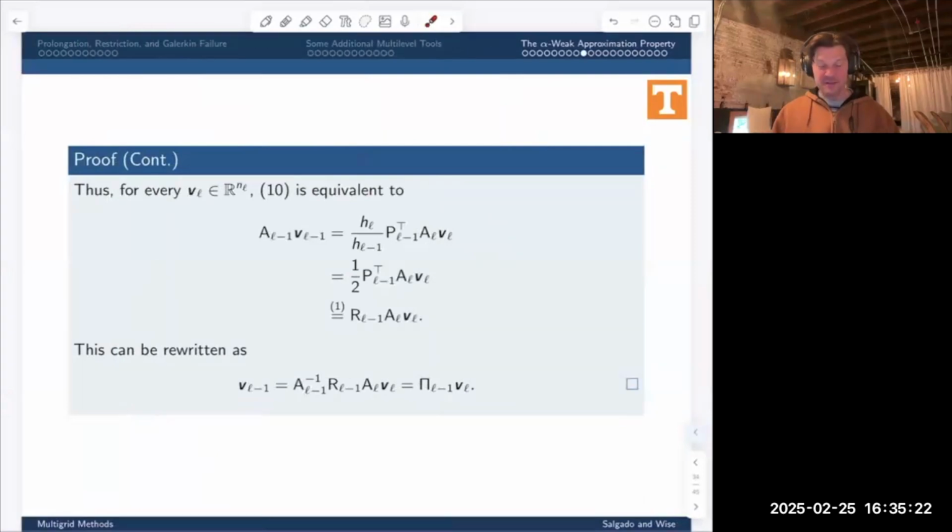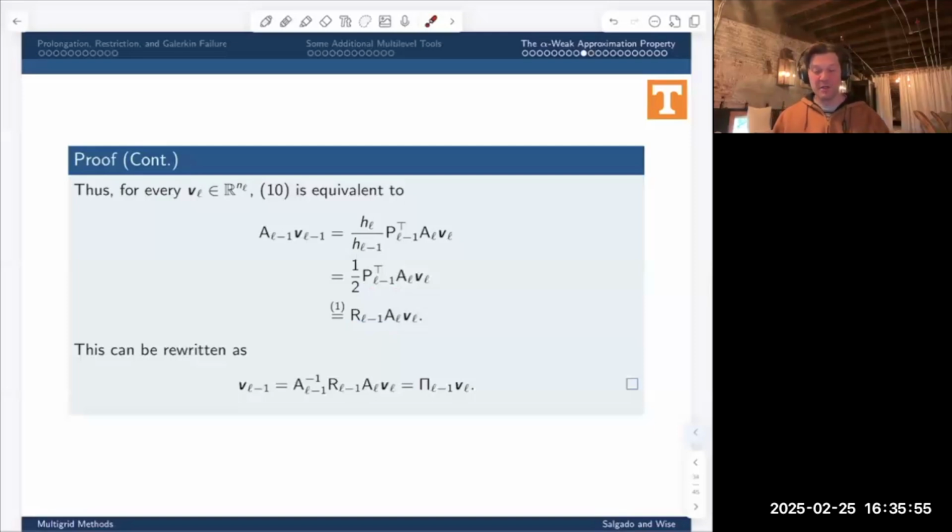So that says, since it's true for every j, that A_L minus 1, V_L minus 1, I'm going to just move one of those h's over to the other side. The one that was on the left, I'm going to move to the right. And so that just gives me a 1/2 P_{L-1} transpose, well, let's hold on to that for just a second, A_L V_L. What is 1/2 P_{L-1} transpose? That is just exactly equal to the restriction matrix.